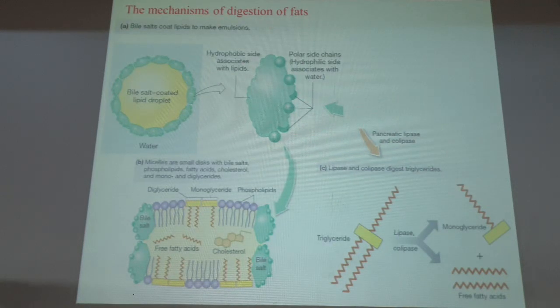Last slide is this: the bile salt coated lipid droplet. This is the bile salt, which has a polar side and a hydrophobic side. So all of these together, fatty acids, cholesterol, monoglycerides, diglycerides, phospholipids, will form the micelle, which will go to the brush border side to be absorbed.